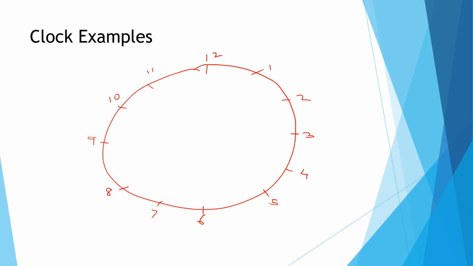Suppose the time is 12:15. Suppose I want to find the angle between 12 and 3, when the time is 12:15. If you just give a glance, it appears to be 90 degree, correct? The full circle is 360 degree. It is divided into 12 parts. So the angle between 12 and 1 will be how much? 30 degree. Between 1 and 2, 30 degree, 30 degree, correct?